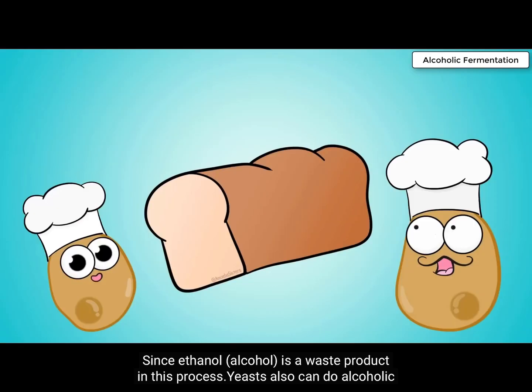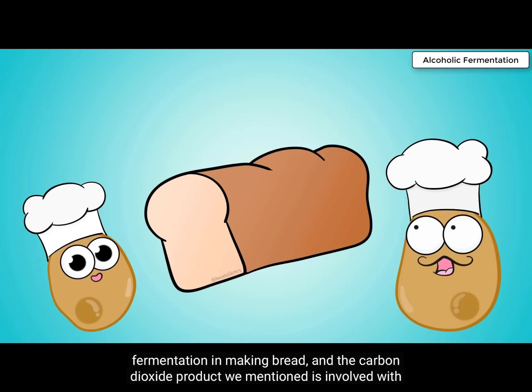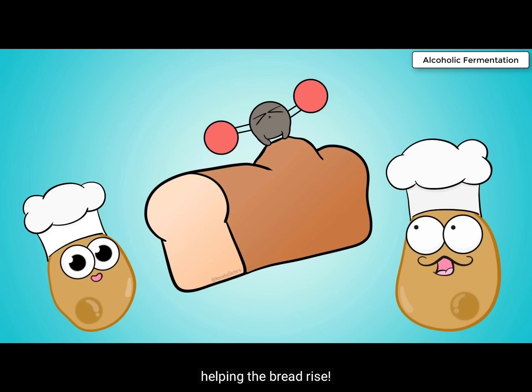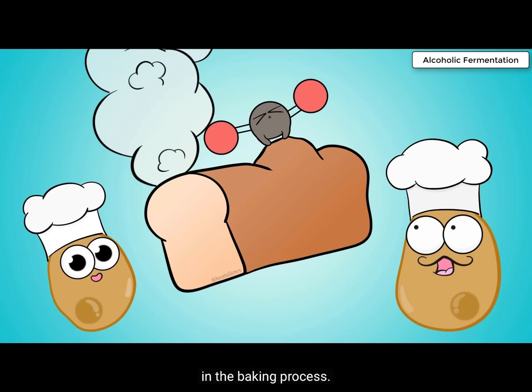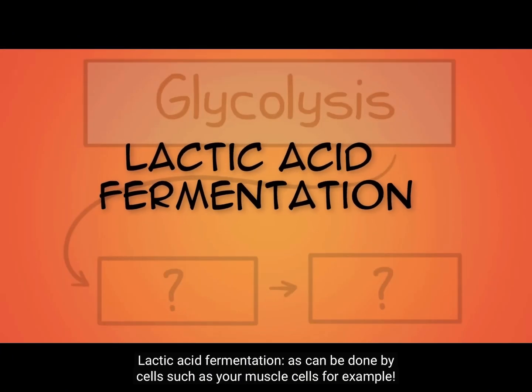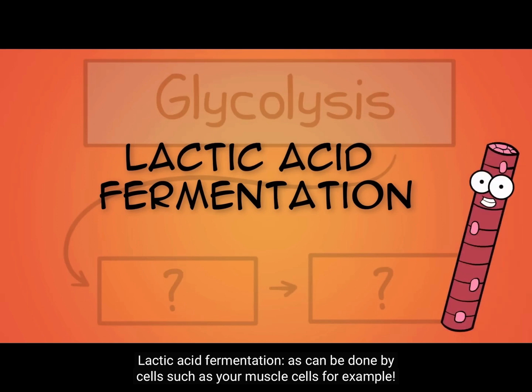Yeast also can do alcoholic fermentation in making bread, and the carbon dioxide product we mentioned is involved with helping the bread rise. The tiny amount of alcohol produced in the short fermenting time of bread will evaporate in the baking process. Lactic acid fermentation is done by cells such as your muscle cells, for example.